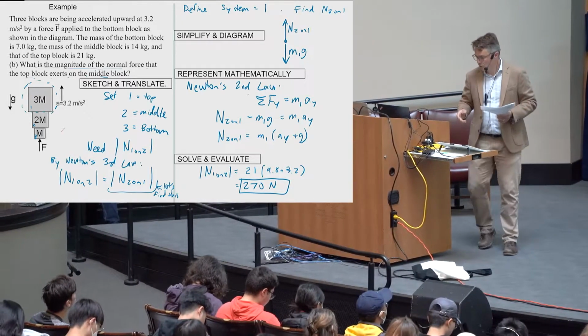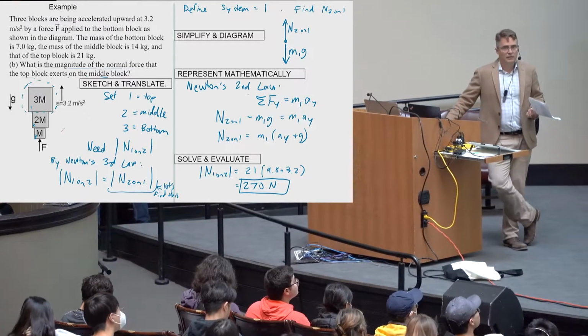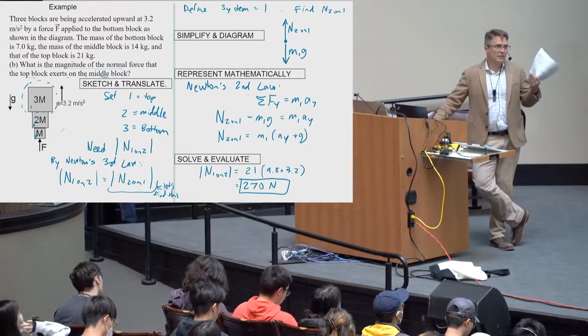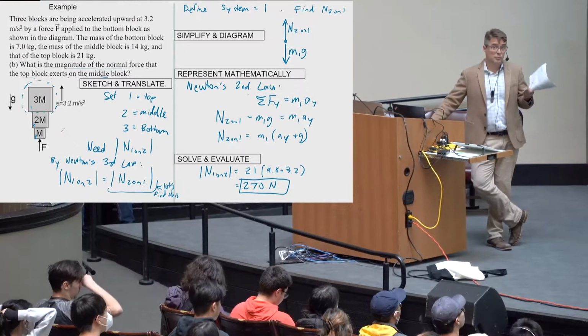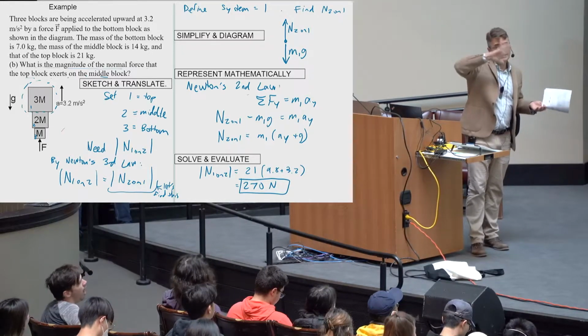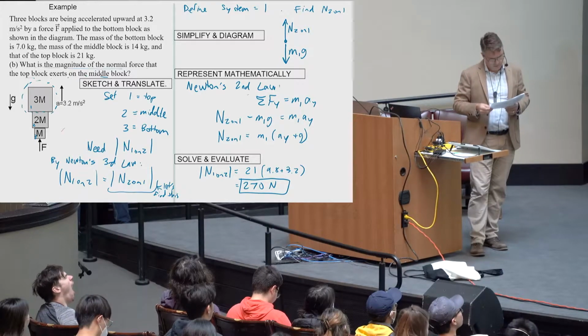So this is showing two parts of a problem where, anytime I draw a force diagram, I have to pick an object. And I can pick that object to be one of the blocks, or I could put a dashed line around the whole system and say the object is the entire system, depending on what I'm trying to find. Okay.